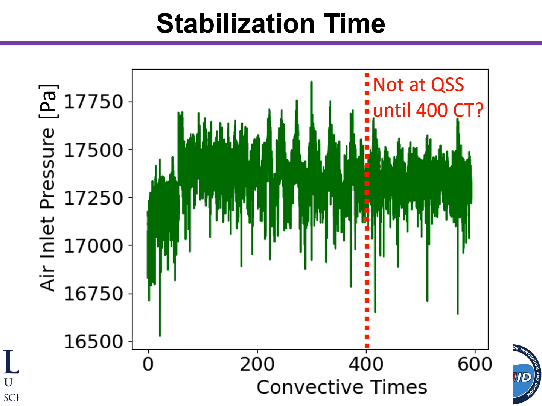In this case, I've got an example of the air inlet pressure transient signal versus convective time. And remember, convective time is the unit of time it takes for the material to make its way from the orifice to the outlet of our model. You see that it takes about 400 convective times before that signal takes on its final form.